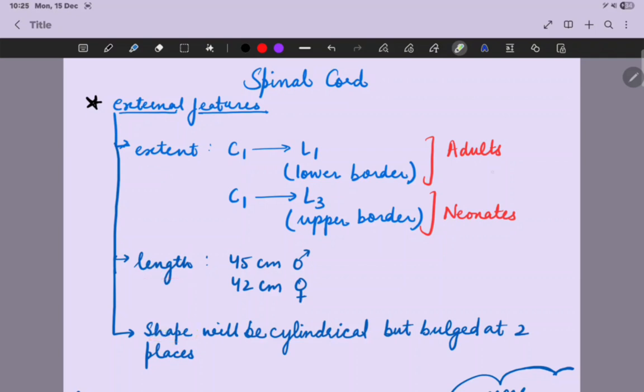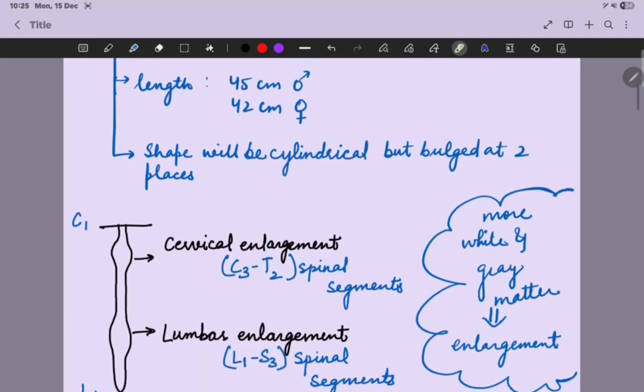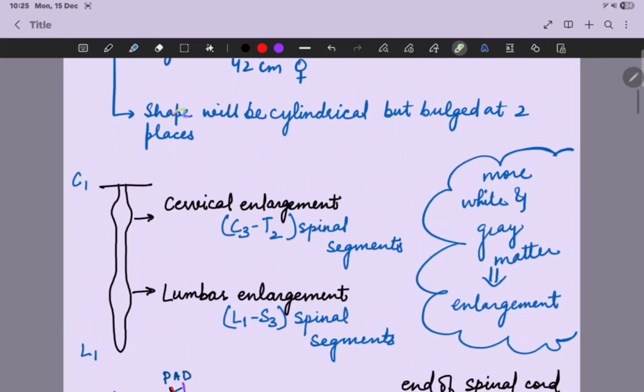So let's see. In the case of adults, its extension is from C1 to L1, typically till the lower border of L1, and in the case of neonates from C1 to the upper border of L3. Its length is about 45 centimeters in males and 42 centimeters in females. And let's talk about its shape.